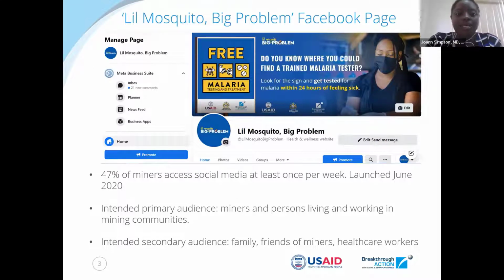Results from a baseline survey conducted in the 3 regions found that 47% of miners said that they access social media at least once per week. And during our formative research, Facebook was identified as one of the most popular sites used. The project therefore launched the Little Mosquito Big Problem Facebook page. The intended primary audience for the page is miners and persons living and working in mining communities, and the secondary audience is family and friends of miners, healthcare workers, and influential persons in the mining community.